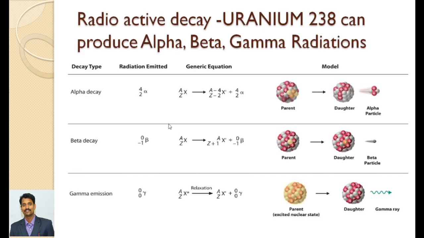So this figure probably you will understand. The first column is the name of the radiation, and here you can clearly understand. There are three types of radiation: one is alpha decay, and beta decay, and gamma emission.